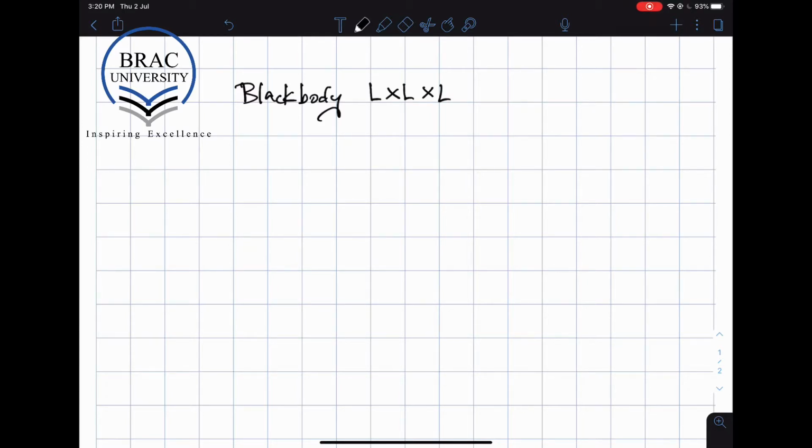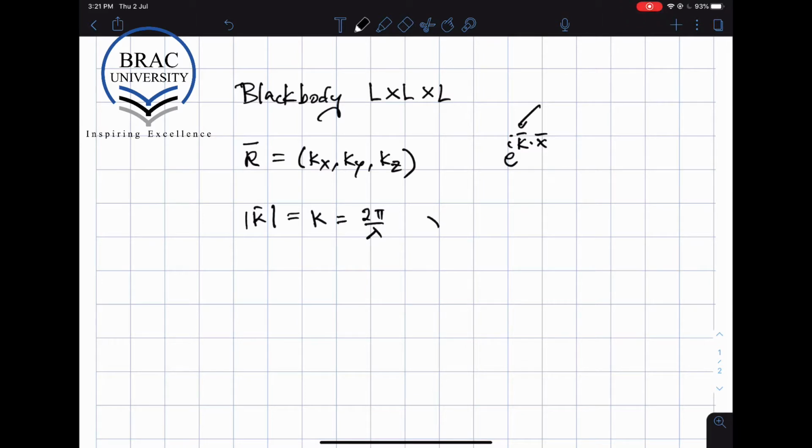And what we want to do is compute, or enumerate first, the number of standing waves that we can have in such an enclosure. So to do that, we consider the wave vector, k, and the wave vector has components. The wave vector k is defined as, when you have a wave, you can use e to the power i k dot x. So this coefficient is the wave vector. And the wave vector is related to the wavelength: the modulus of the wave vector, which we can write just as k, will be given by 2 pi over lambda, where lambda is what we usually call the wavelength.